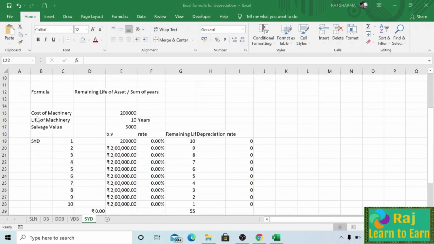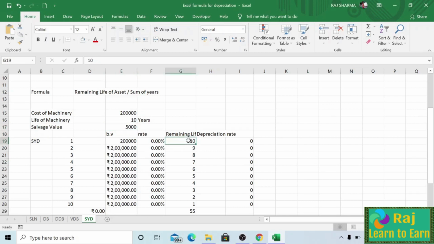So assume the cost of machinery on which you are going to charge depreciation is 2 lakhs. Life of the machinery is 10 years, and salvage value is 5,000. Salvage value is the residual value of the machinery after the depreciation period is over.